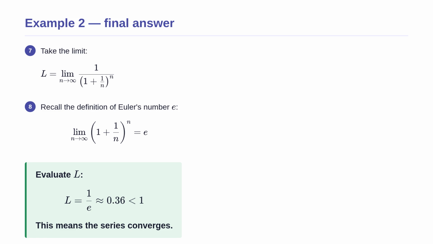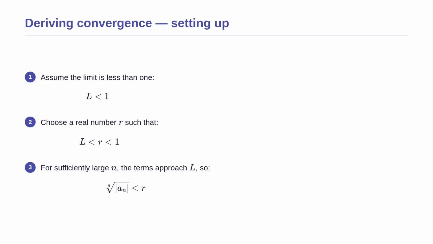Since 1 over e is roughly 0.36, which is strictly less than 1, Cauchy's nth root test guarantees that this complex-looking series safely converges to a finite sum. We have successfully used the formula twice, but why does this test actually work?